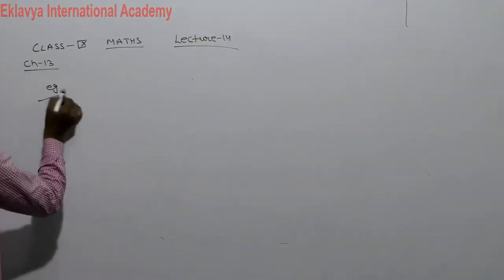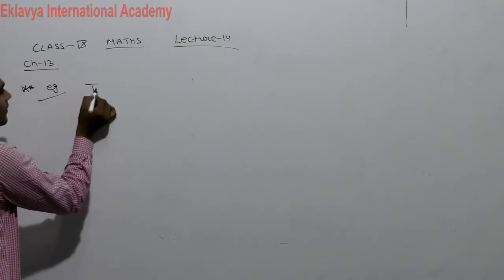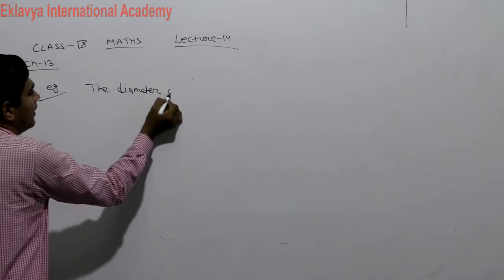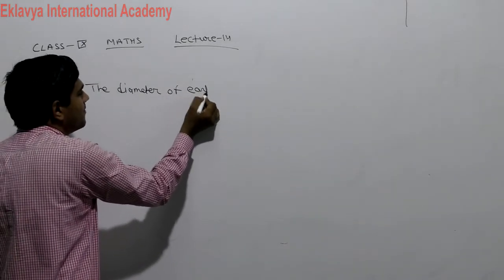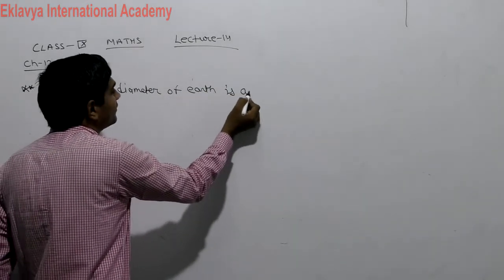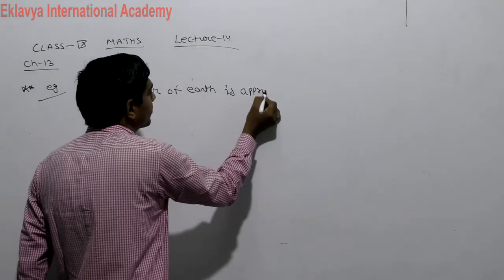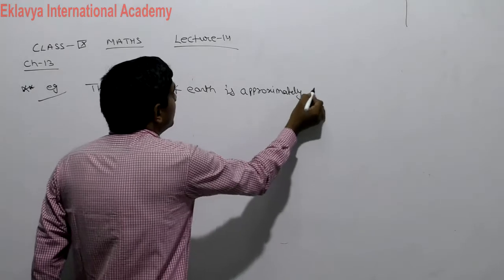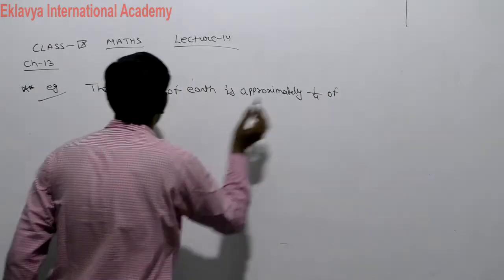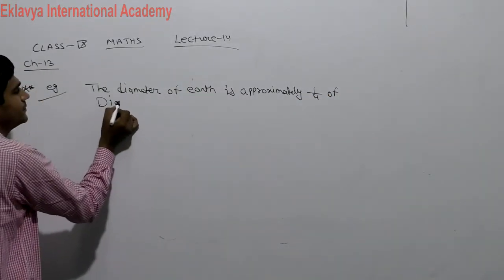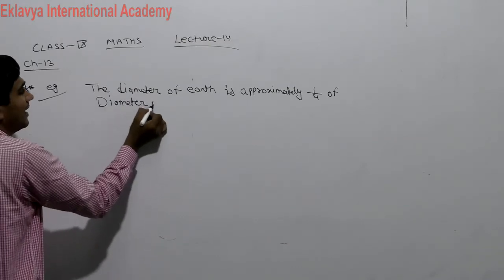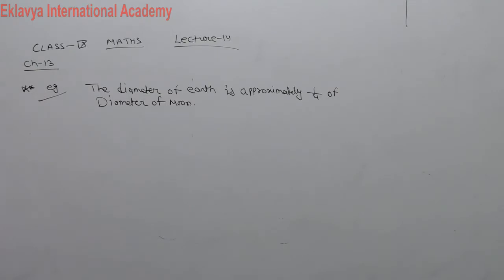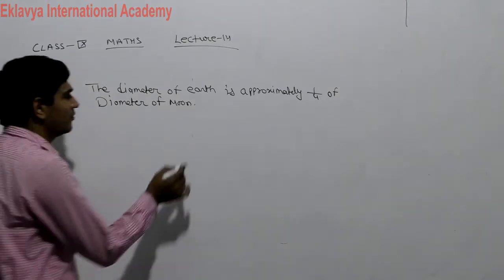What is given to you? The diameter of earth is approximately 1/4 of the diameter of the moon.